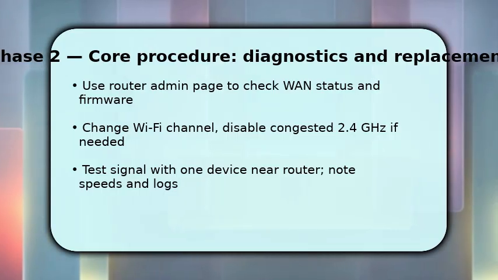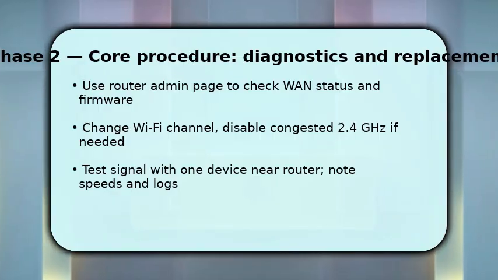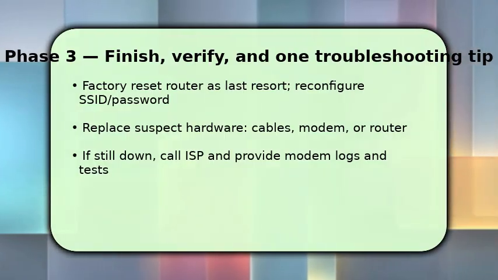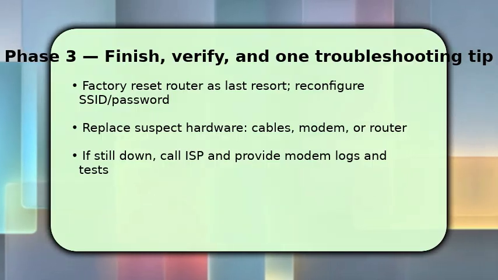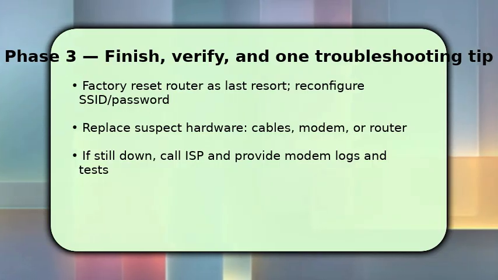For final resolution, perform a factory reset on the router only if you've saved settings and tried other steps. This clears hidden misconfigurations. Reconfigure SSID, encryption, and passwords, and if problems persist, swap Ethernet cables, try a different router or a loaner modem to rule out hardware failure.